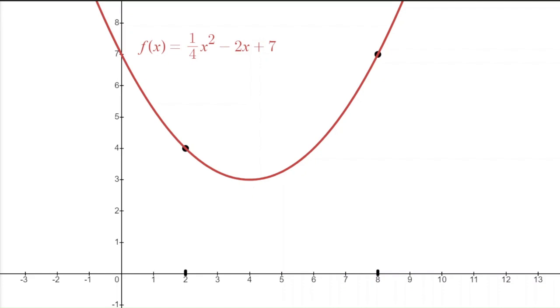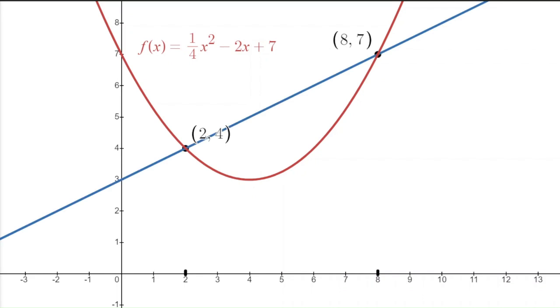Now, here's a Desmos graph of that function. And notice you see the points 8 comma 7 here. Remember, f of 8 was 7, and 2 comma 4. F of 2 was 4. And if we draw the secant line that connects those 2 points, what we're really asking for when we ask about the average rate of change of this function between 2 and 8 is, what is the slope of that secant line? Okay, and notice we just need to do the rise over the run.